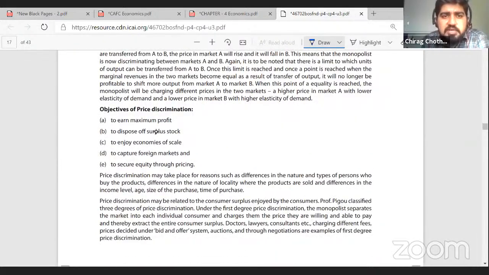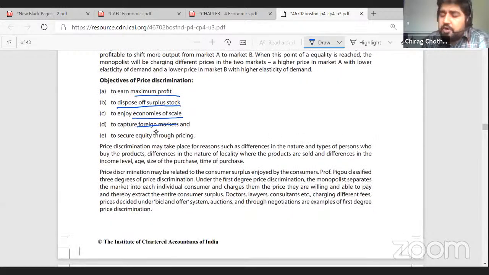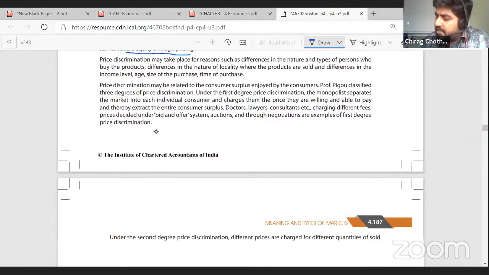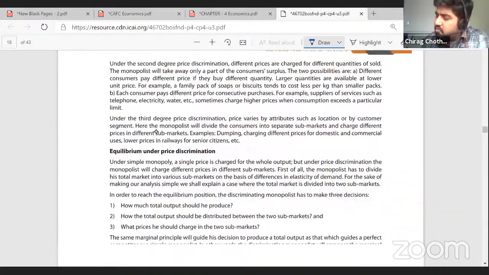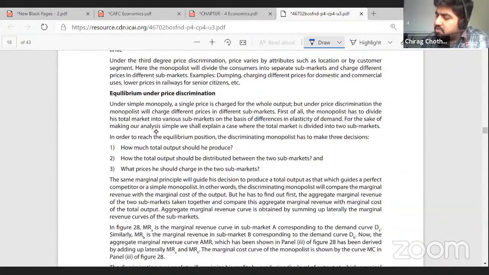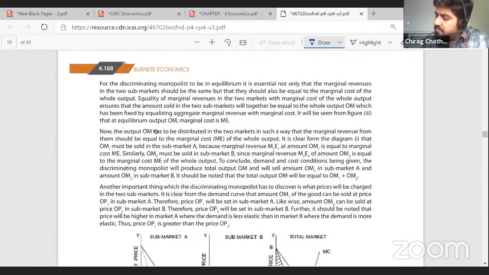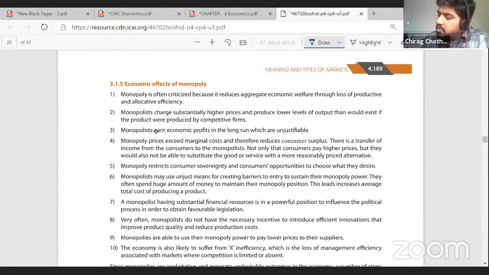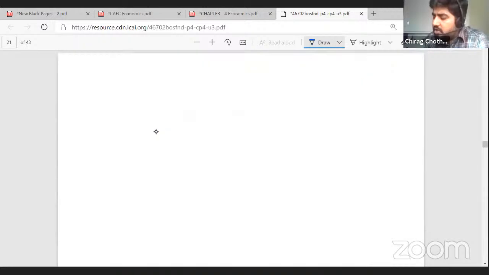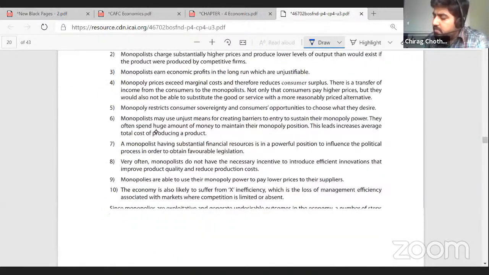Students, why do we go for price discrimination? Because we want to earn maximum profit, or we want to dispose of our surplus stock, or we want to have economies of scale, or we want to enter into foreign markets. For example, if China wants to enter into Indian markets, they offer the goods at a lower price and penetrate our market, or to secure equity through pricing as well. So these are the different ways of entering into markets. Price discrimination is possible. There are different cases in equilibrium of price discrimination, students, which I'm very sure you know already. Now, economic effects of monopoly, this is just a theoretical part. You can just go through it once and you will be able to understand that.